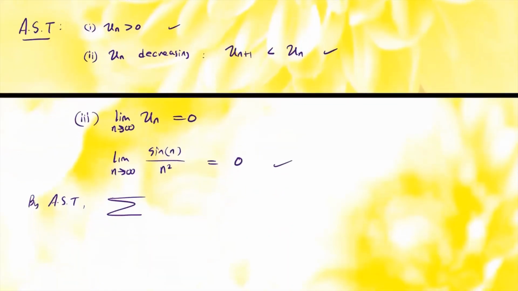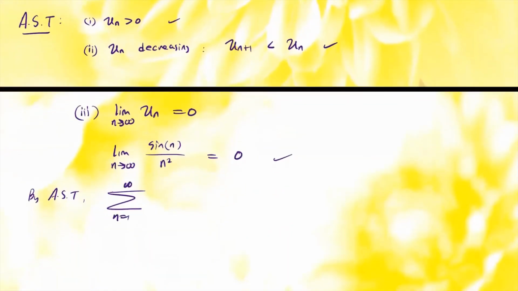So if I take the limit as n goes to infinity of sine of n over n squared. So n squared is growing much faster than sine n, because sine is bounded by -1 and 1. So this limit will be 0. So there you go. All 3 conditions are checked, which means by alternating series test, we know that this sum starting from 1 to infinity of (-1)^n sine of n over n squared converges conditionally.